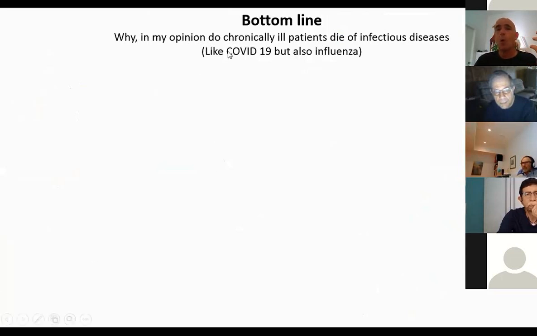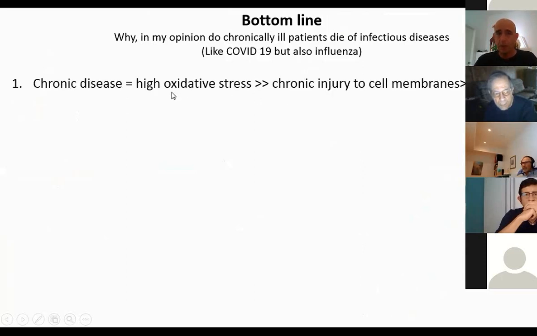So bottom line, why, in my opinion, do chronically ill patients die of infectious disease like COVID-19, but also influenza? We know that in America, 10 or 15,000 people die every year from influenza. The numbers are disputed, but it's many people. So the first problem is if you have a chronic disease. When you have a chronic disease, you have chronically high oxidative stress, and you have a chronic injury to the cell membranes. This is when you have chronic inflammation in your joints, like arthritis, or arteriosclerosis in your veins or in your arteries, sorry. And this is actually autoimmunity.